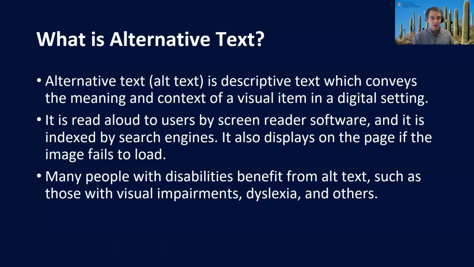So getting started, what is alternative text? Well, one of the best definitions I've found, it is descriptive text which conveys the meaning and context of a visual item in a digital setting. It is read aloud to users by screen reader software, and it is indexed by search engines, meaning that search engines like Google or Bing will incorporate it into search results. It also displays on the page if the image fails to load. Many people with disabilities benefit from alt text, such as those with visual impairments, dyslexia, and others. Next slide, please.